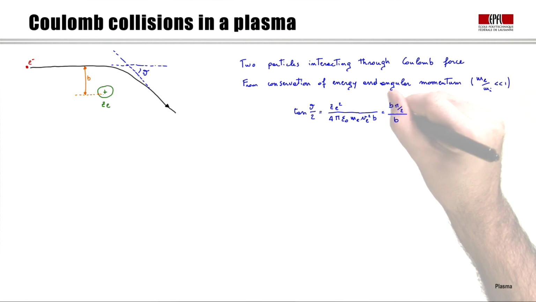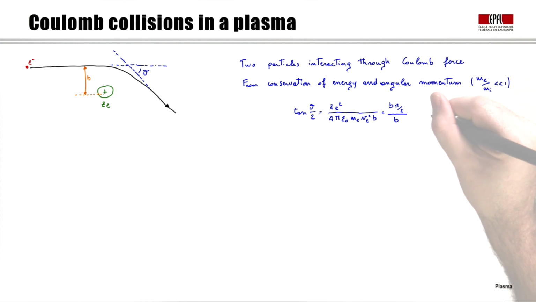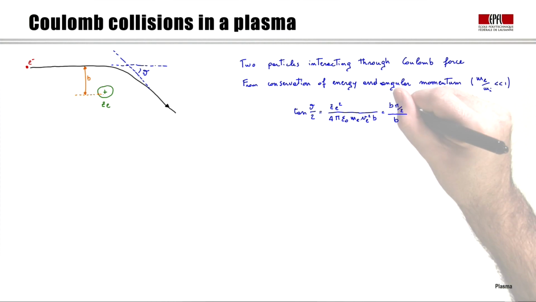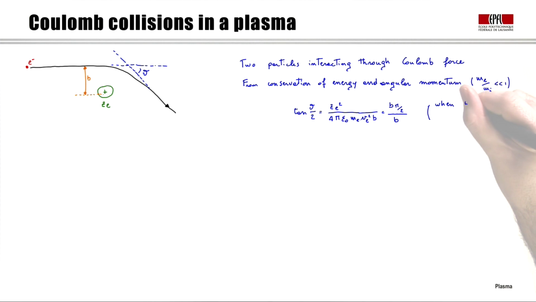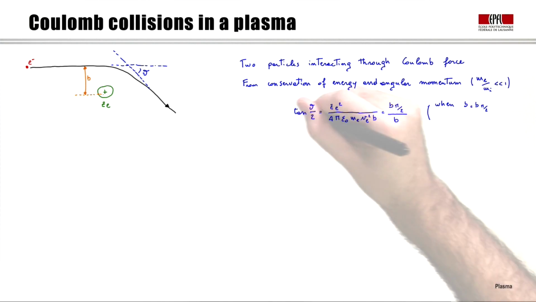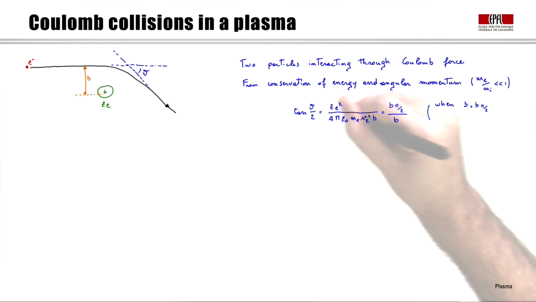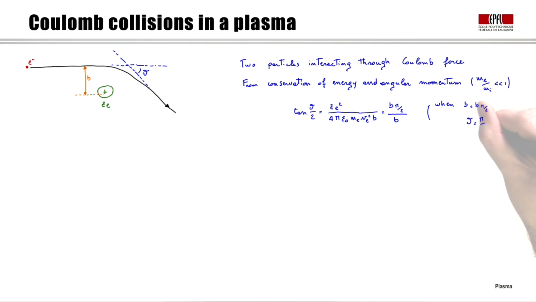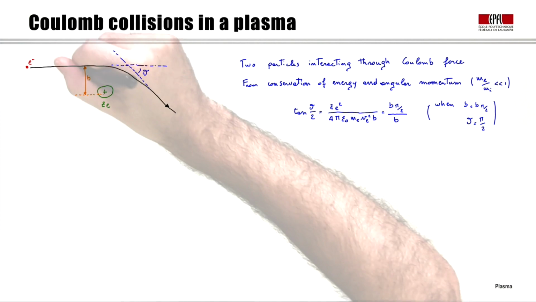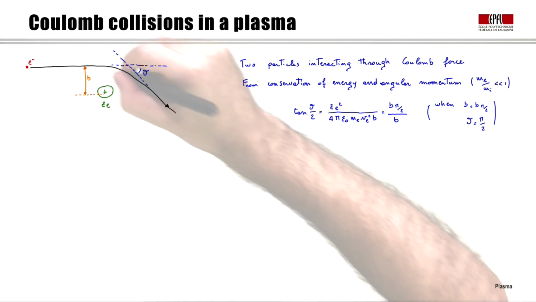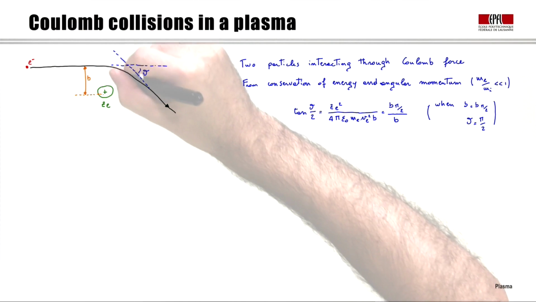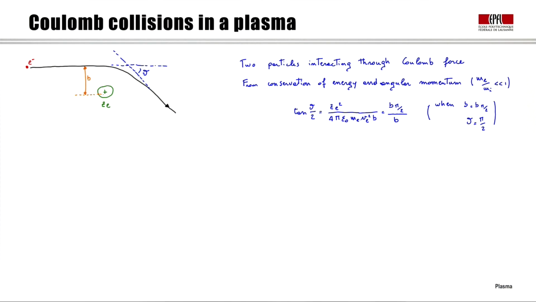And now the meaning of b of pi over 2 becomes clear. In fact, when b is equal to b pi over 2, then it's found that the tangent of theta over 2 is equal to 1. Therefore, theta is equal to pi over 2. So b pi over 2 corresponds to the impact parameter at which the electron is deflected by 90 degrees.